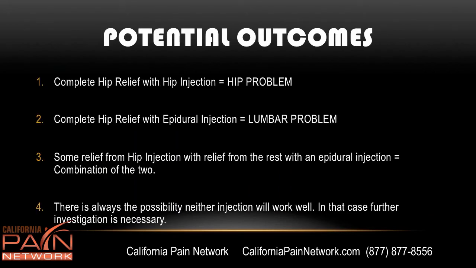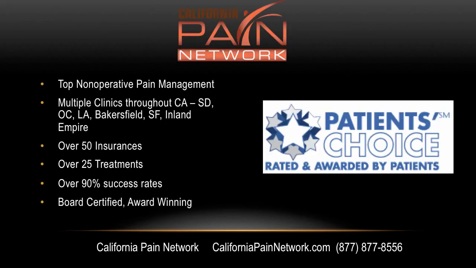Now, if you get complete hip relief with a hip injection, it's a hip problem. If you get complete hip relief with an epidural injection, it's most likely a lumbar problem. If you get some relief from the hip injection with the rest of the relief from an epidural injection, you most likely have a combination of the two. And then there's always the possibility that neither injection will work well. In that case, it still remains a conundrum and further investigation is necessary.